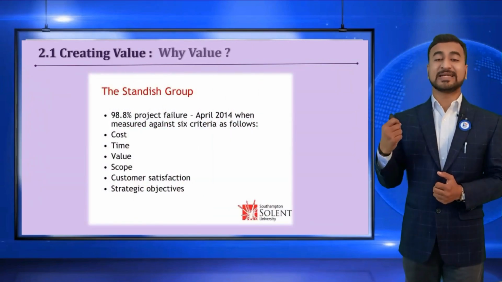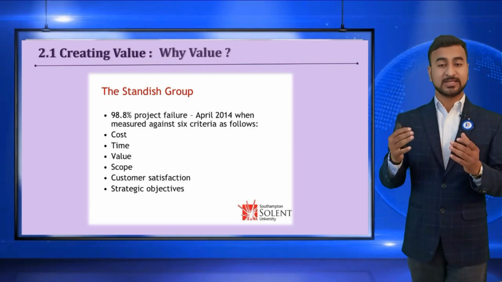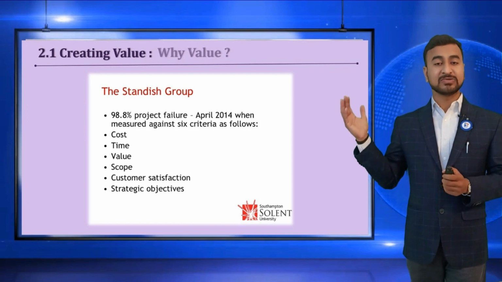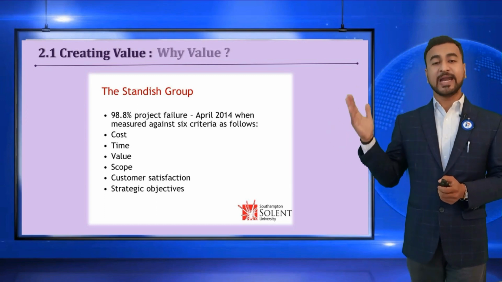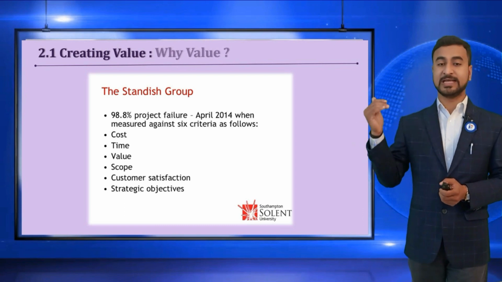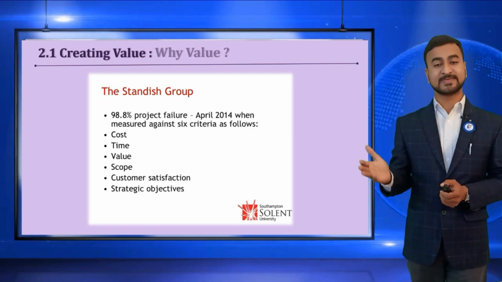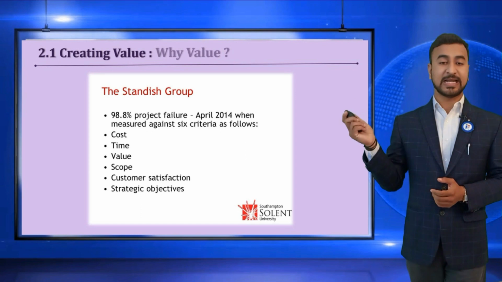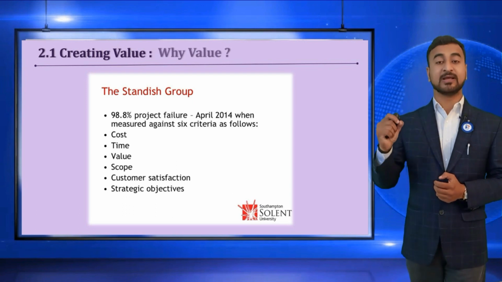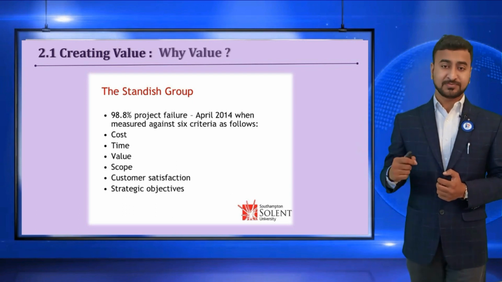If you check the Standish Group, they did a survey in April 2014 and found that out of a 50,000 project database, 98.8% of projects failed on the 6 measures. They measured project performance on parameters like cost, time, value, scope, customer satisfaction, and strategic objective. Here, the value delivery is very important.